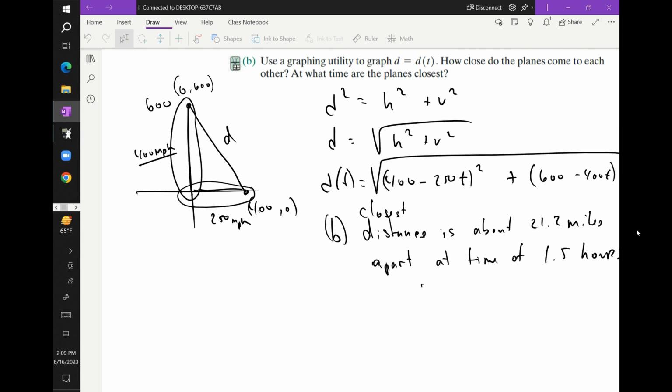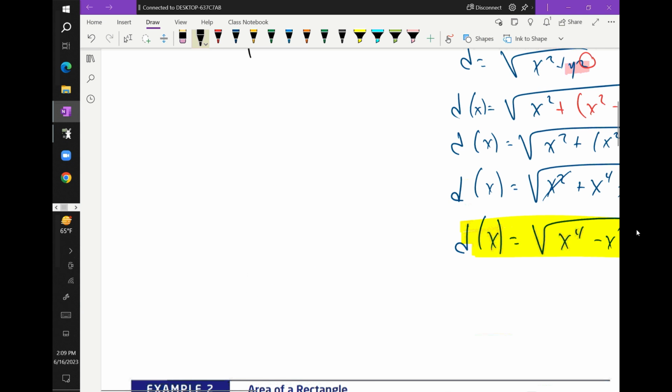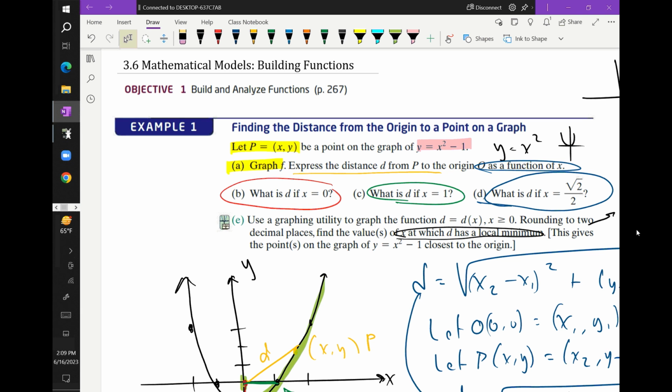Let's move back up to the beginning here. There we go. What we were looking at was mathematical models, building functions. So, taking a description, can we come up with a graph based off that description? Can we do some other items with our expressions and equations and all those sorts of things?